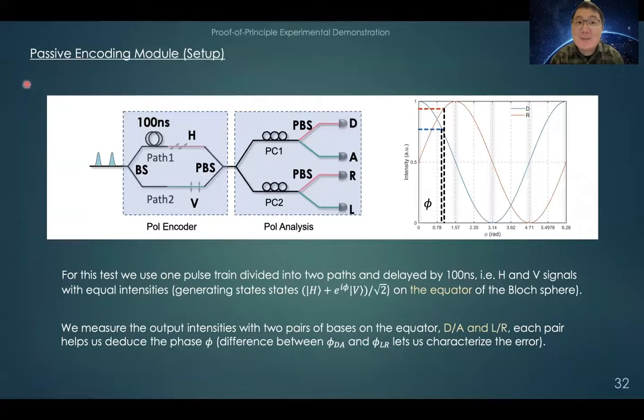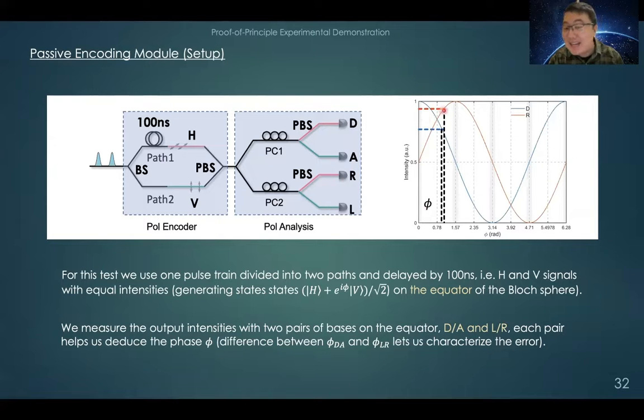Next, we also tested the passive encoding module, where for simplicity, we're not combining it in concatenation with a passive decoy, but rather we're just using 1 pulse train divided into 2 equal parts, and then again delaying and interfering. In this way, we have equal intensities for H and V, and we're just creating states on the equator of the Bloch sphere. And then we measure it in 2 different bases, which are aligned to the X and the Y bases.